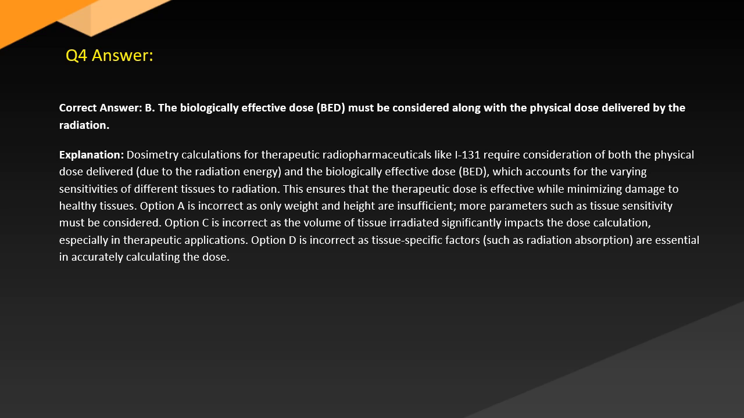Option A is incorrect as only weight and height are insufficient. More parameters such as tissue sensitivity must be considered. Option C is incorrect as the volume of tissue irradiated significantly impacts the dose calculation, especially in therapeutic applications. Option D is incorrect as tissue-specific factors such as radiation absorption are essential in accurately calculating the dose.